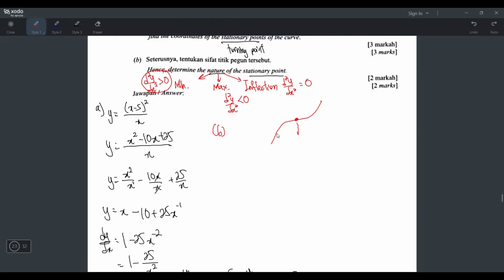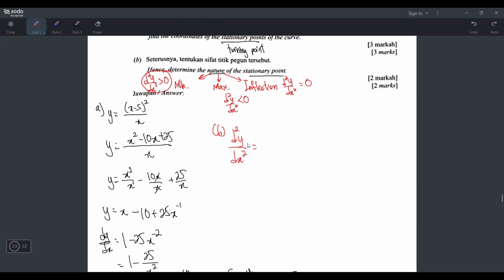And then minimum point, the one you know. Minimum means the lowest point, and maximum means the highest. But inflection is like this. It's not really minimum, it's not really maximum, it's in between. Then we call it inflection. Now without further ado, let's find out the second derivative.